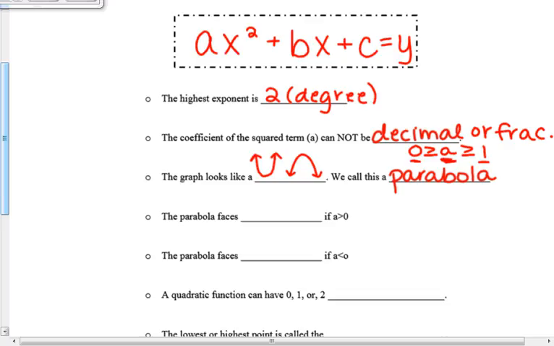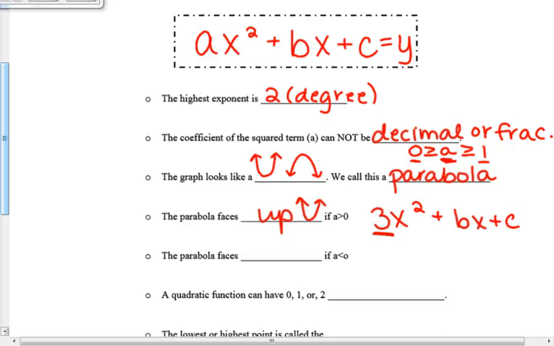The parabola faces blank if a is greater than 0. So this would be something like 3x squared plus something plus something, where this number right in here is greater than 0. Well, if it's greater than 0, the parabola is going to face up. Both ends show that we're going up. We're greater than 0.